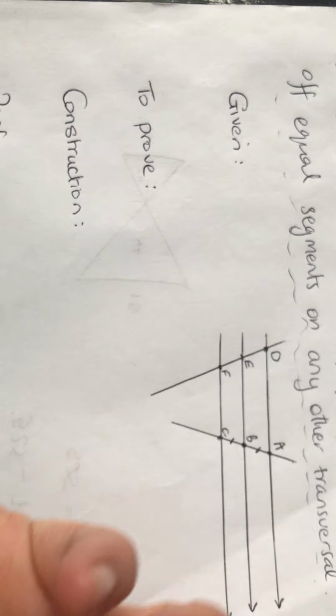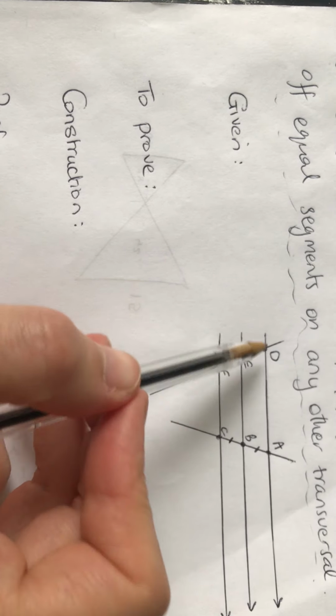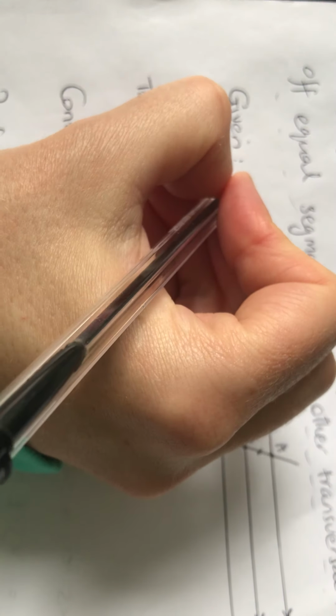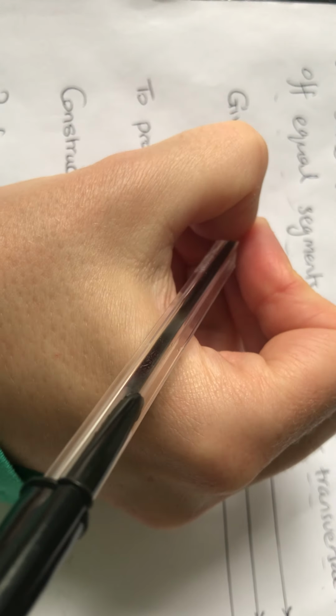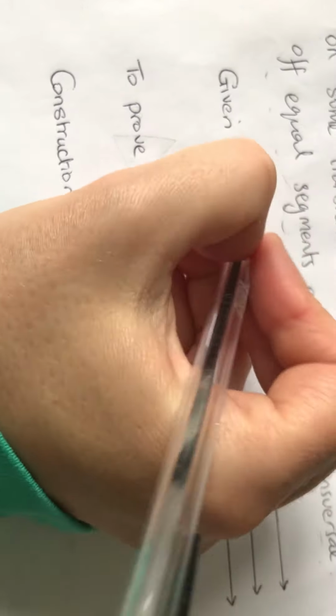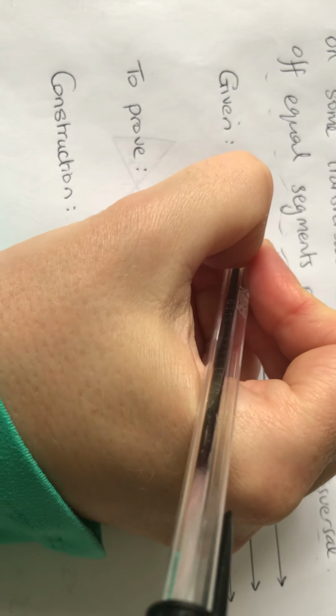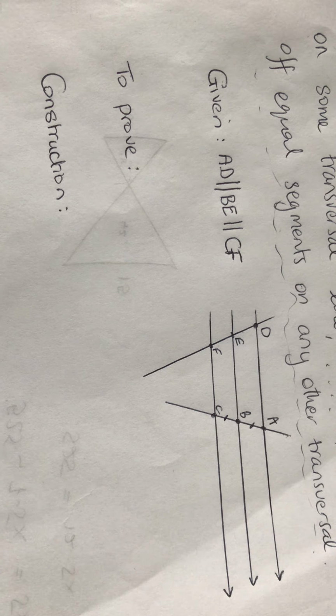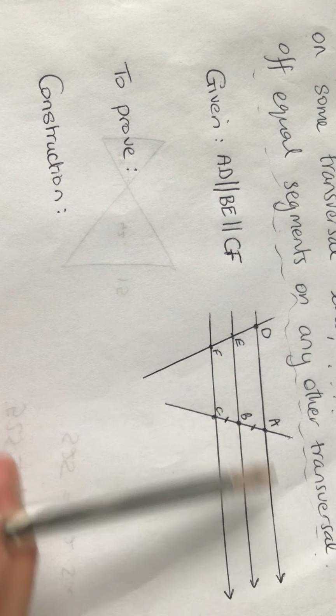So what was I given? Well, let's say the line there, if we look at it, it's a line through the point A and D. So we were given a line AD, and that line was parallel to BE, which is also parallel to CF. There's my three parallel lines.